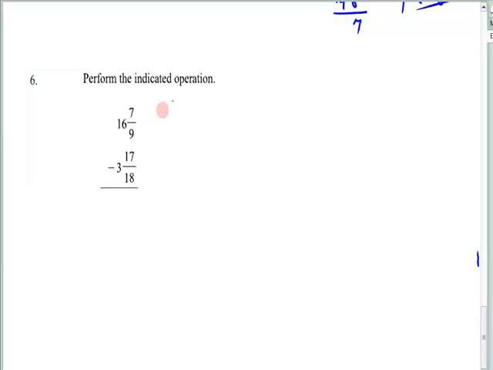All right. Let's do it mixed. So I'm going to get a common denominator. This is 16 and some 18ths. I'm going to subtract 3 and some 18ths. 9 goes into 18 2 times. 2 times 7 is 14. No change here. Now, here's an issue. I have 17/18 and I need to subtract it from 14/18, which I can't do.